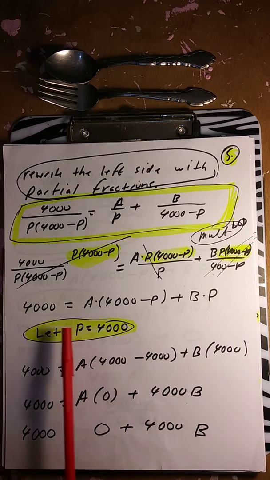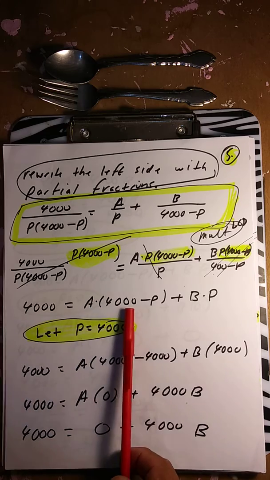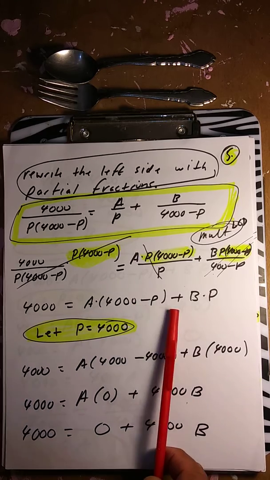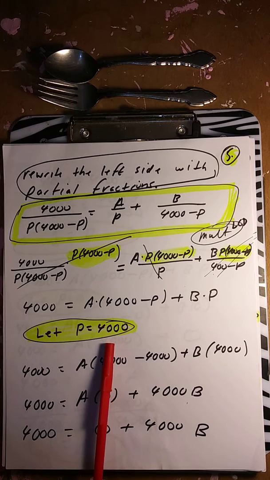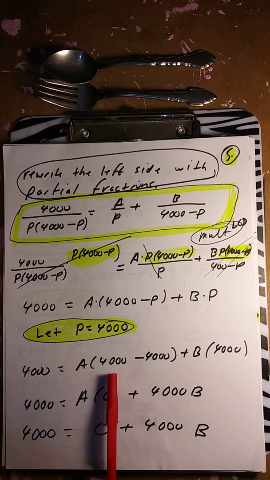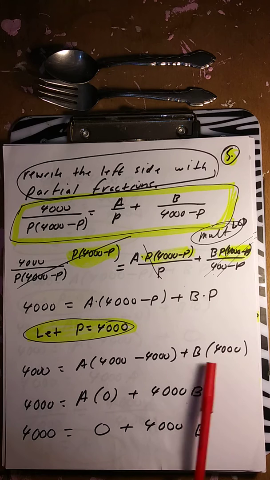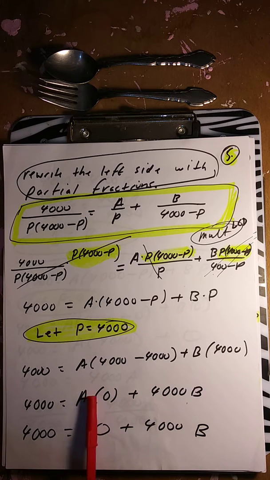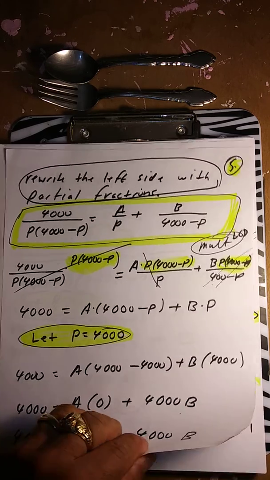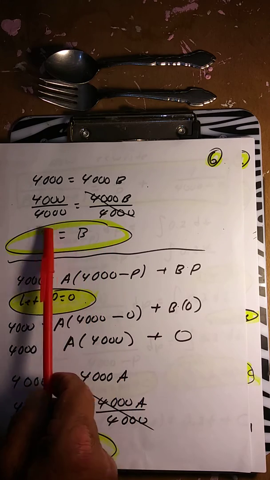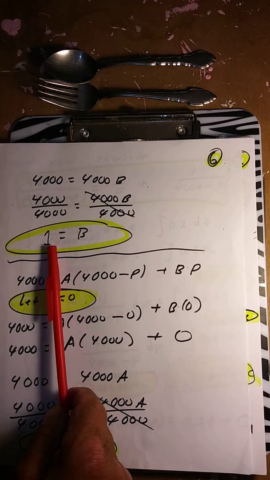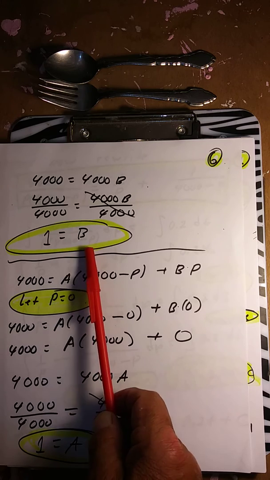Now, what's left over is 4,000 equals A times (4,000 - P) plus B times P. Let P equal 4,000. Put it in that formula. 4,000 minus 4,000 is going to be 0, and 0 times that is 0. So 4,000B plus 0 is 4,000B. Now, divide by 4,000, so B equals 1. Now we know what B is, 1.